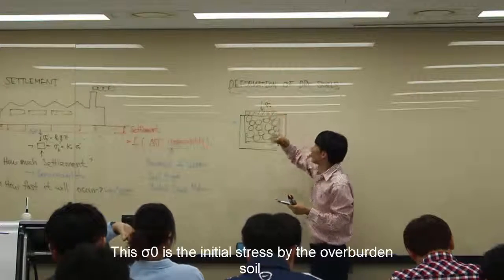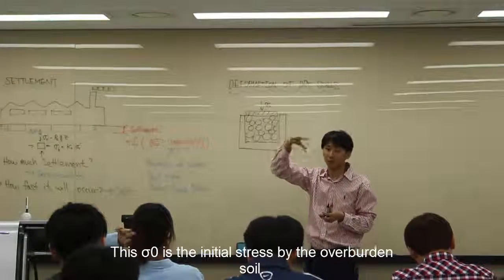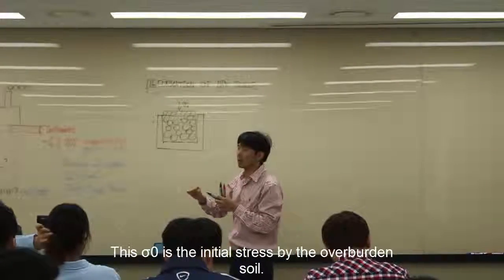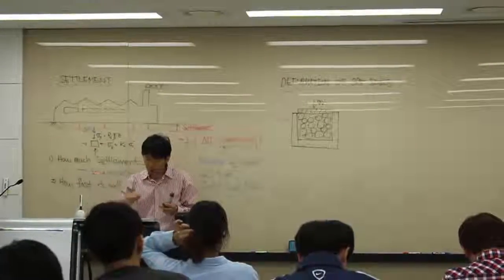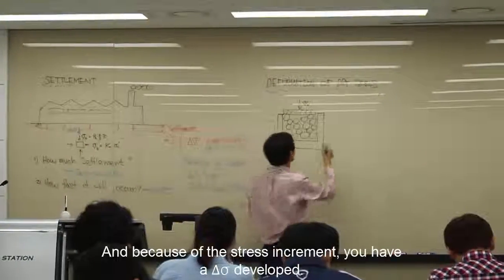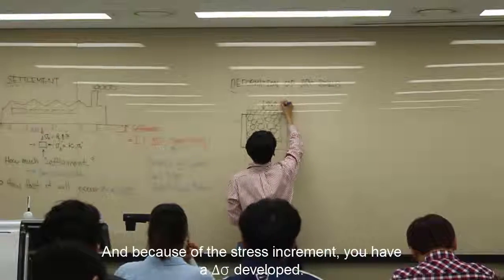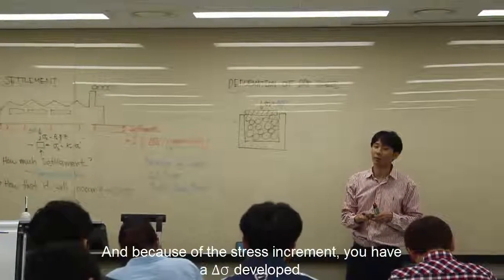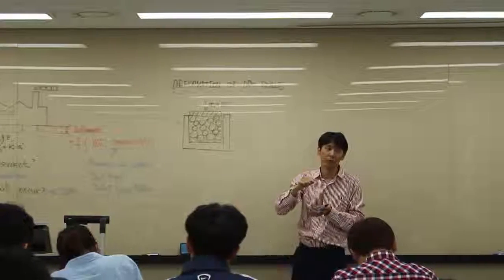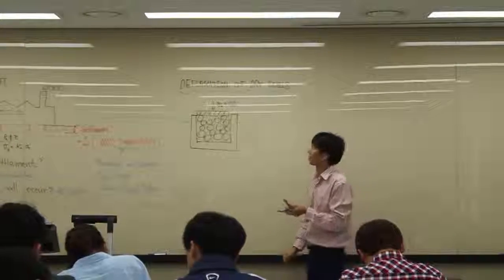Right? Here the sigma naught is the initial stress from the overburden over the soil. And because of the stress increment, a delta sigma develops. So the whole stress is going to increase.